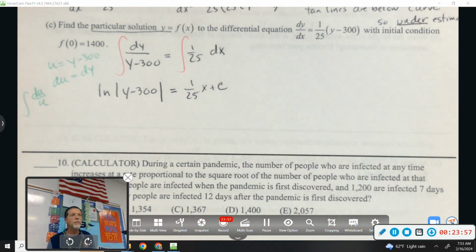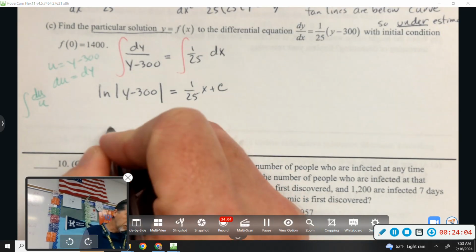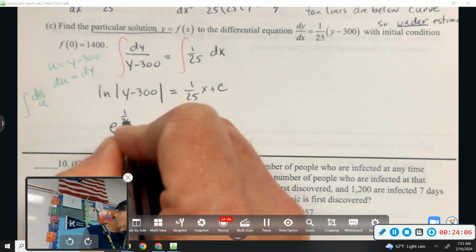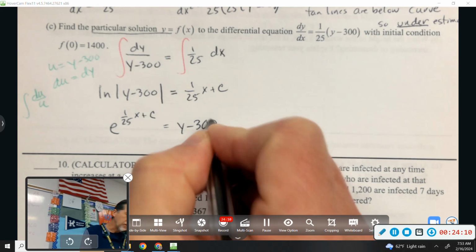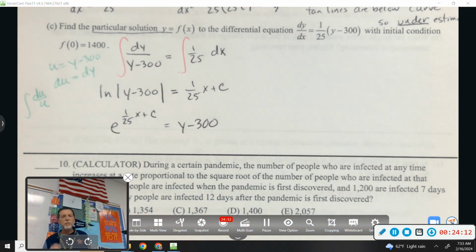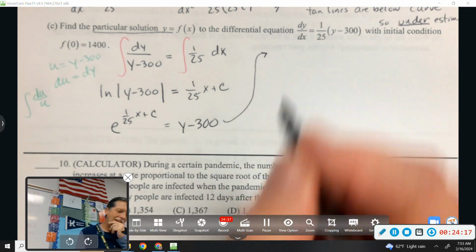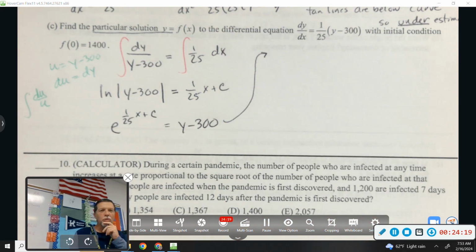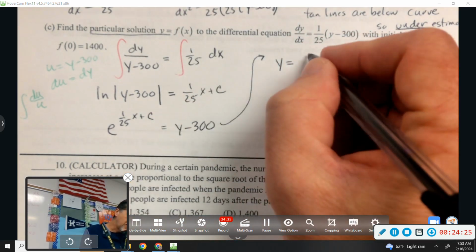And here we go for, feels like, the 100th time. Do the e thing. Although we need to be careful because we'll get e to the 1/25 x plus c equals y minus 300. So that's maybe a little bit different. I'm going to do two things at once here. I'm going to move the 300 over, and I'm going to move that c down front.